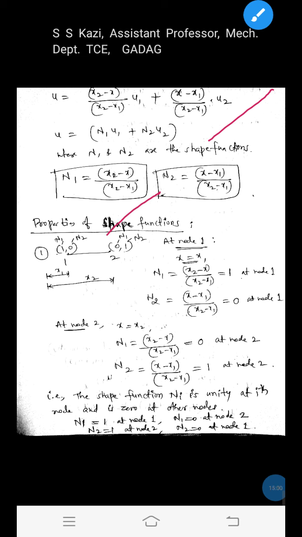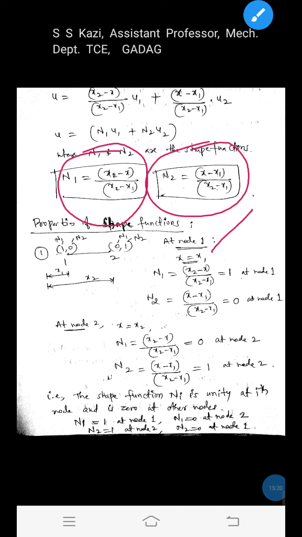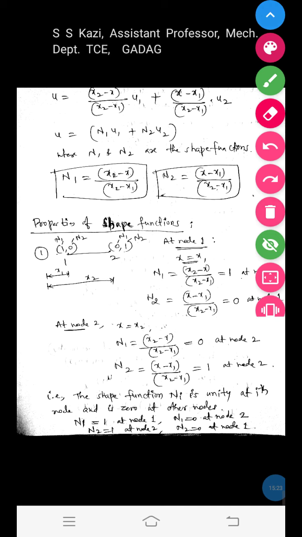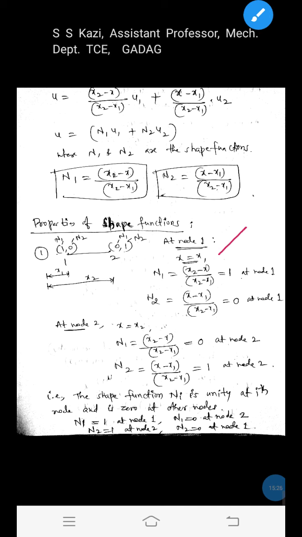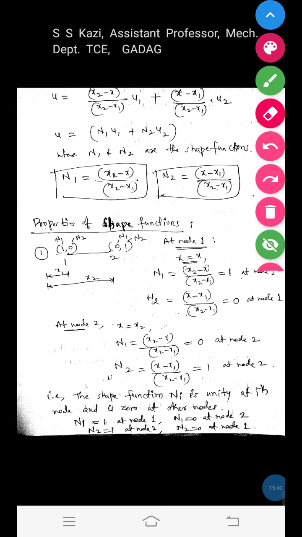Here you can observe n1 is 1 at node 1 and n2 is 0 at node 1. n1 is 0 at node 2, but n2 is 1 at node 2. Okay, how is it? Now if you substitute the conditions into these equations n1 and n2 already derived, we know that at node 1 x is equal to x1. If we put x is equal to x1 in n1 equation, we will get n1 is equal to 1. Okay, n1 is equal to 1 at node 1.